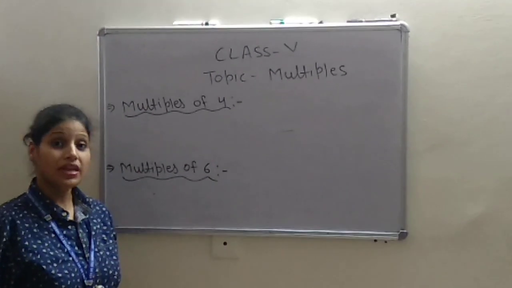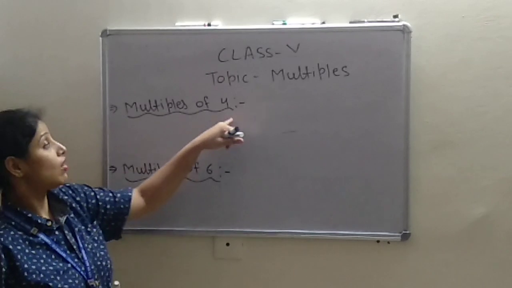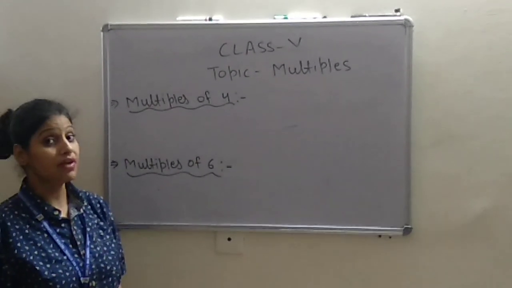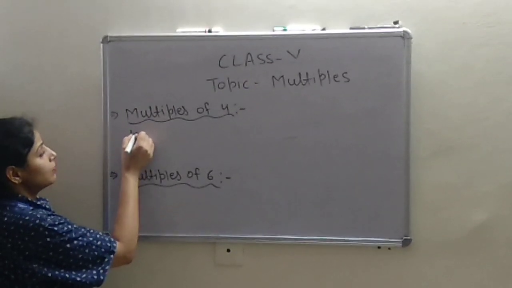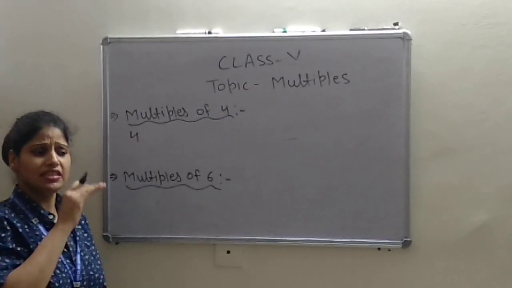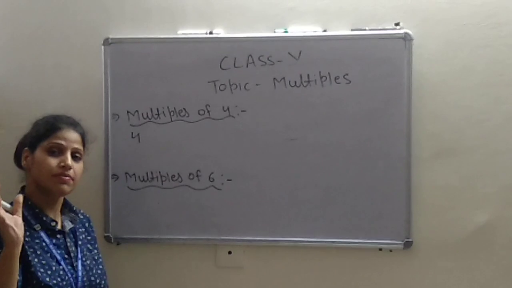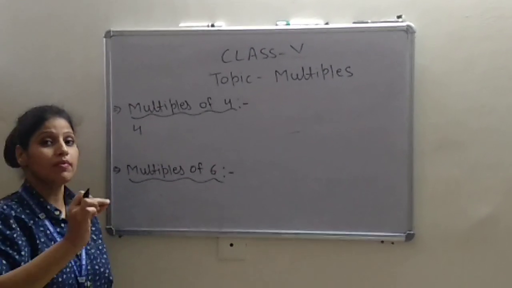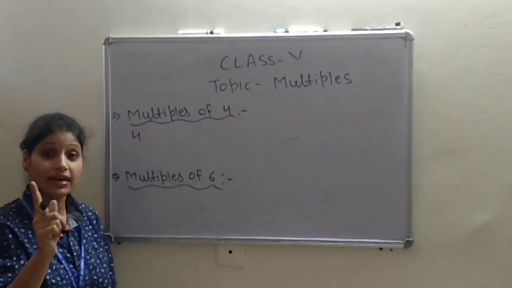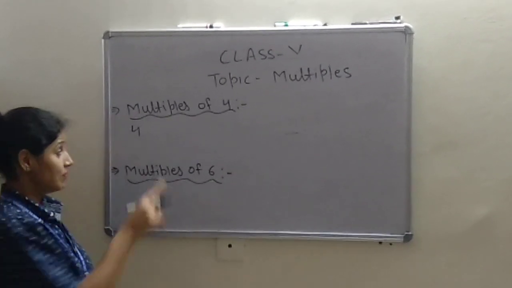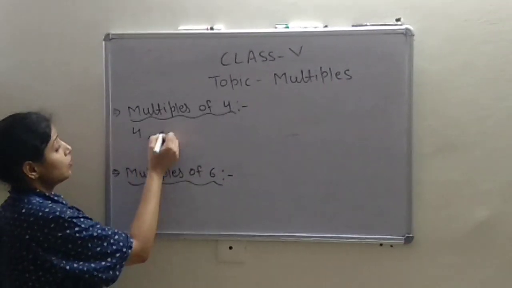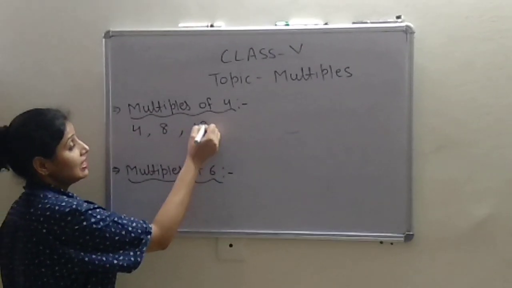Let's take one more example. Multiples of 4. Here we are going to find multiples of 4. So 4 ones are 4. Multiples means we are just writing the table of 4. Simple thing. Just keep this in your mind: whenever you are asked to write multiples, that means you will be writing the table of that number. Is it simple? 4 ones are 4. 4 twos are 8. 4 threes are 12.